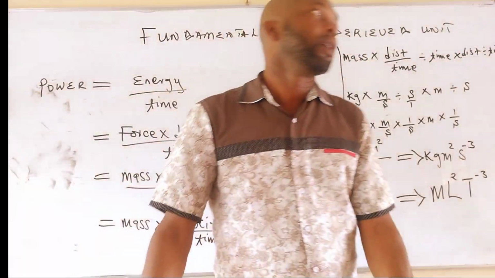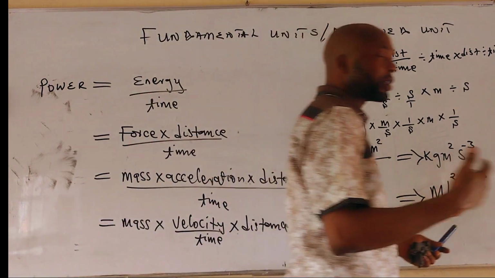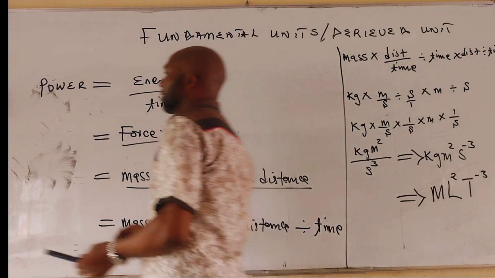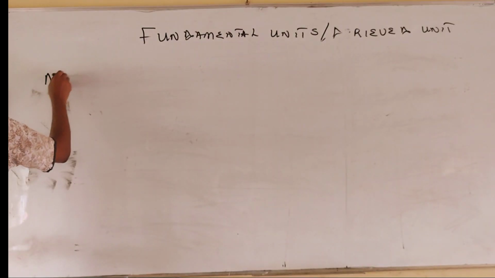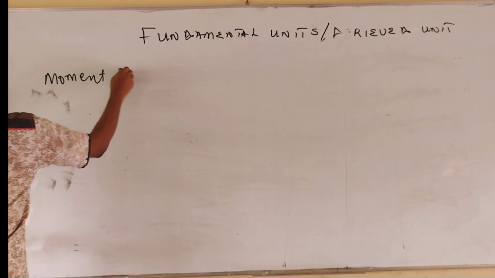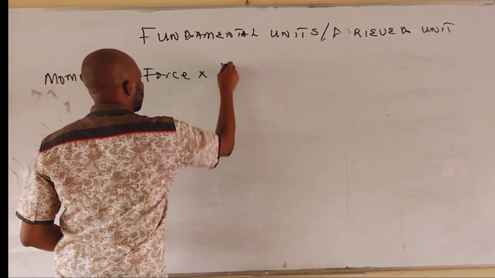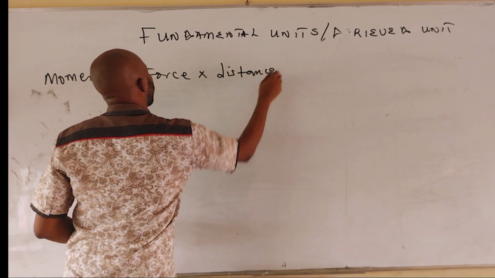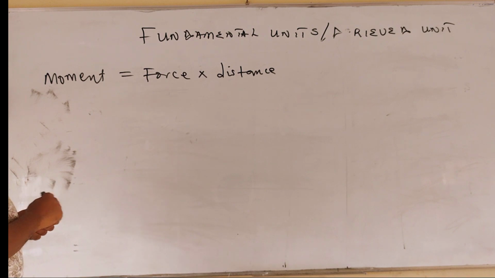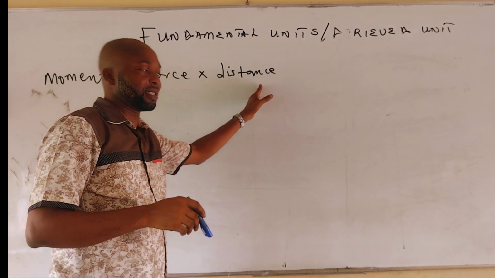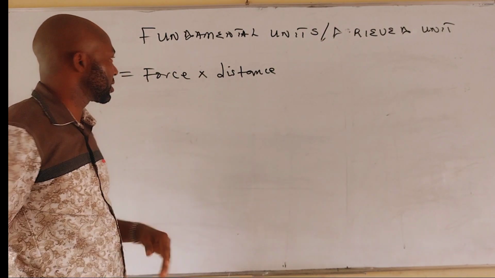Moment. So let's take another moment. Is force times distance. If you've dealt with equilibrium before, they say the moment of a force about a point is the product of the force times the perpendicular distance from the point to the line of action of the force. So it's force times distance.